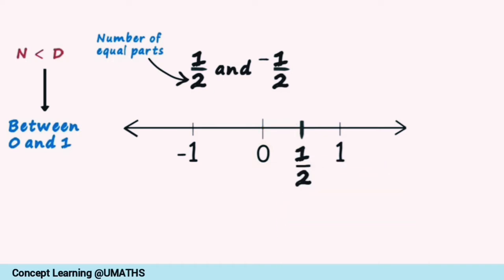We can use the same procedure to mark minus 1 by 2 on the left side of 0. Divide it into 2 equal parts and mark minus 1 by 2 one part away from 0. Just as integer has corresponding values, rational number too have corresponding values. In our example, minus 1 by 2 corresponds to 1 by 2.